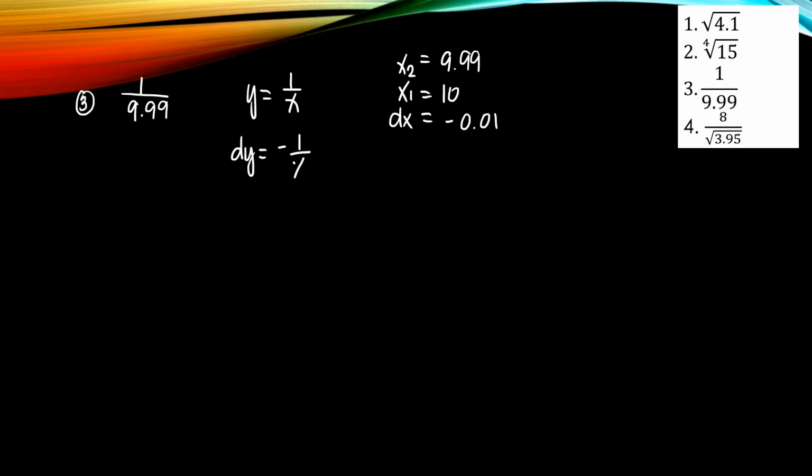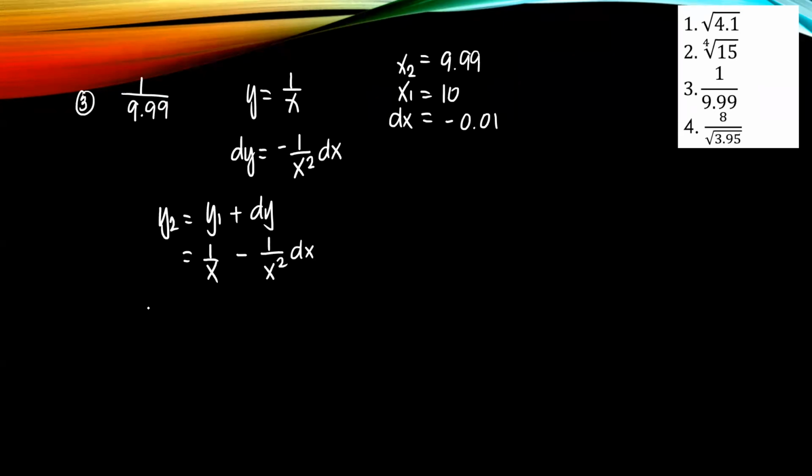So let's create an equation. x2, x1 and dx. x2 will be whatever you're approximating. x1 is the exact, so that means dx is -0.01. With this, the dy is negative 1 over x squared dx, right? Therefore, y2 is y1 plus dy. y1 is basically 1 over x. And then dy, let's just copy whatever dy you obtained.